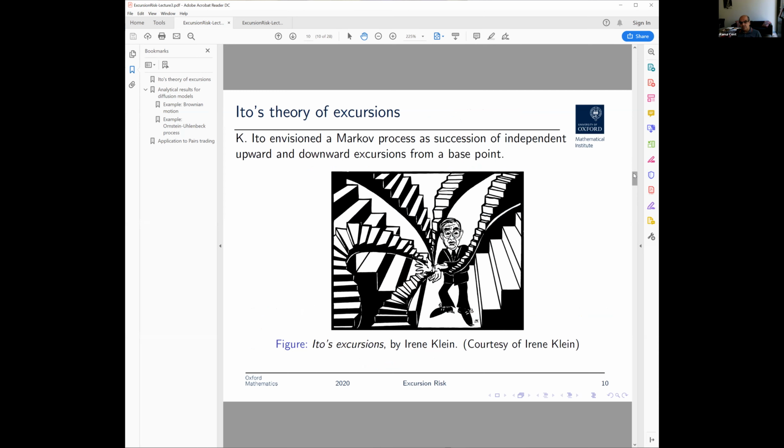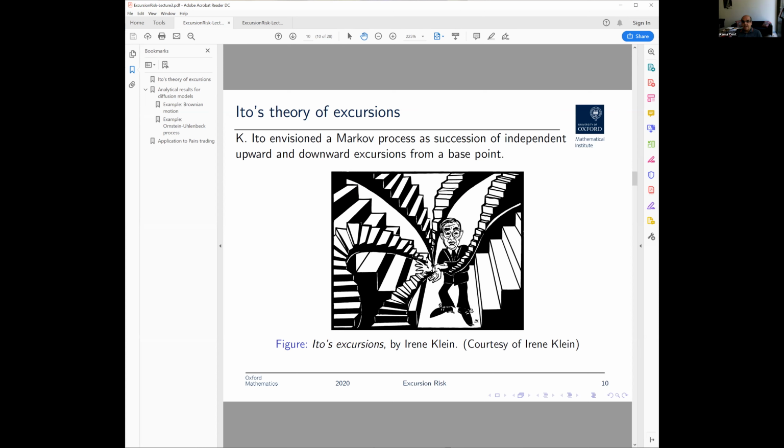So this is a picture. I have a friend, Irene Klein, who's a mathematician in Vienna. She is also an artist, so she draws very nice math cartoons, always related to stochastic analysis. So these are very specialized cartoons. This is a picture she drew after following lectures on Markov excursions, and it is a really good illustration of excursion theory.